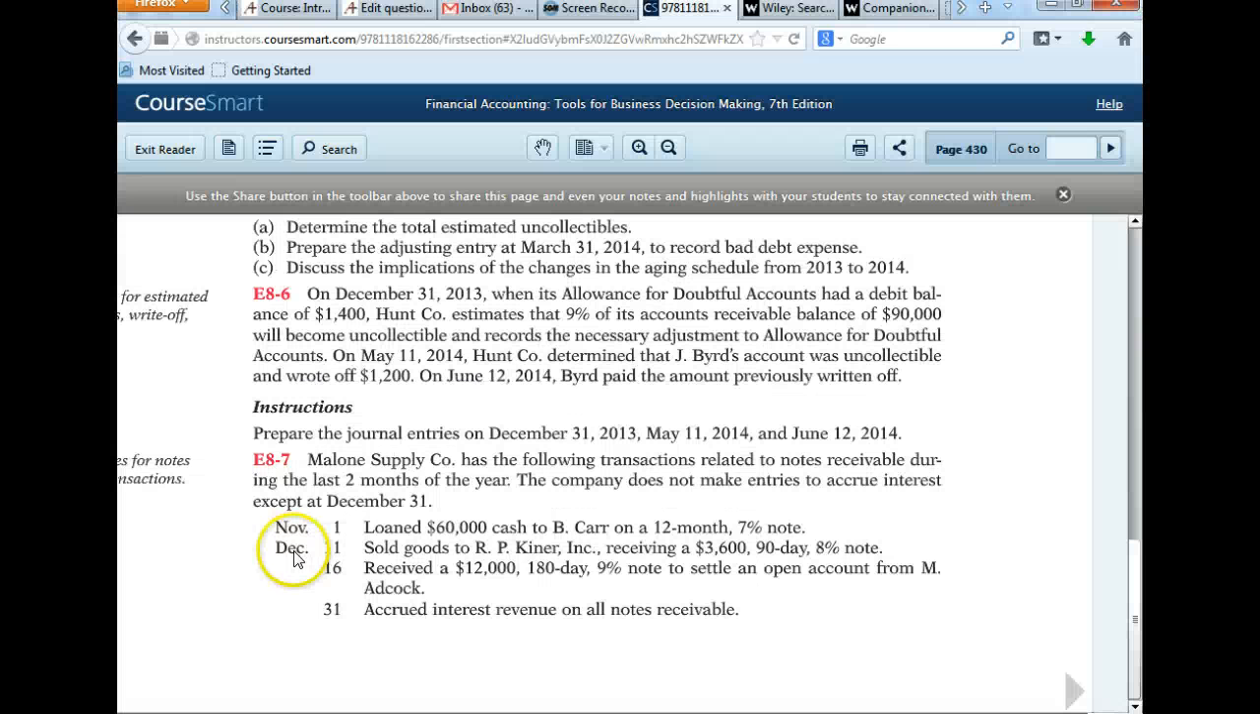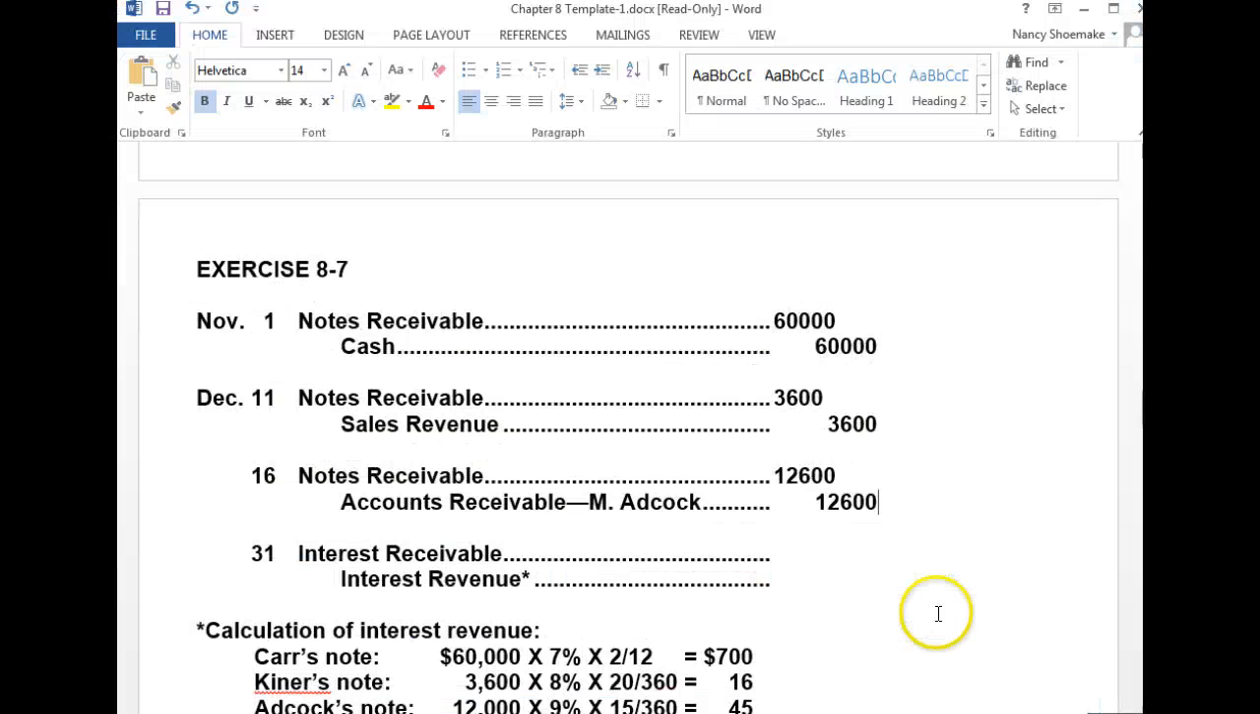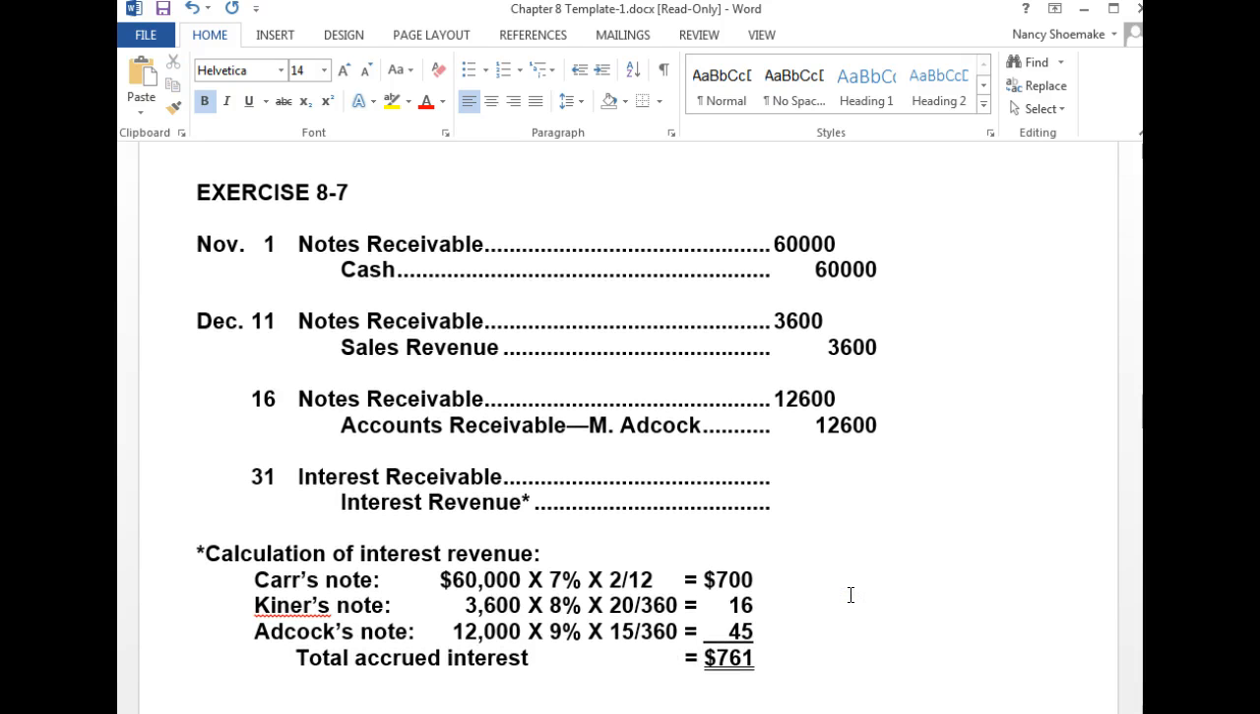Now our job is to accrue all interest. We're at December 31st, we're finally accruing interest. How are we going to begin this? Do you see the loan on November 1st, $60,000 cash, 12-month 7% note? We need to determine that interest. If you think about it, guys, that interest, $60,000, 7%, started November 1st. We're at December 31st, 2 months. So we're going to do $60,000 times 7% times 2 months out of 12 months equals $700.